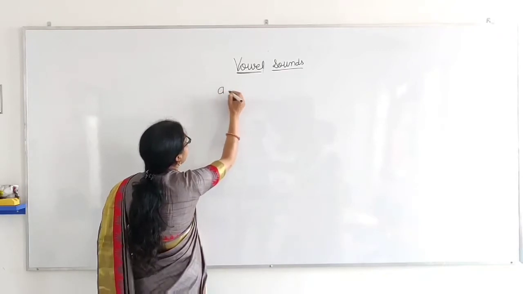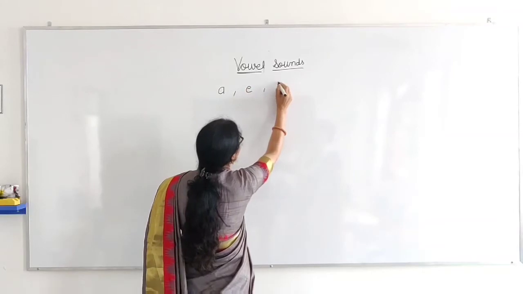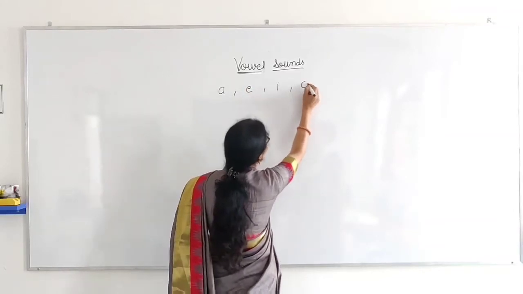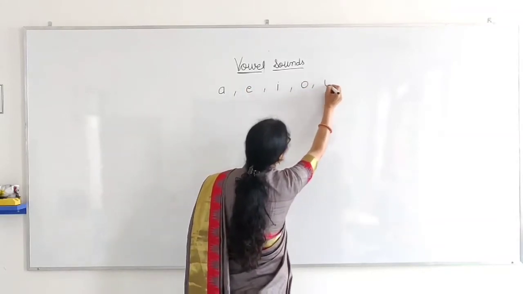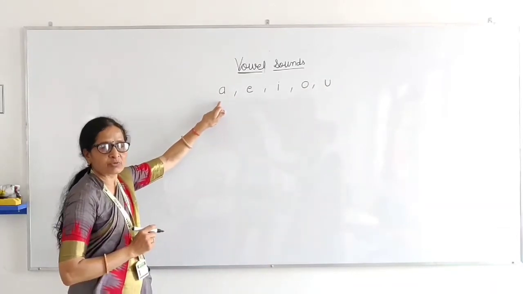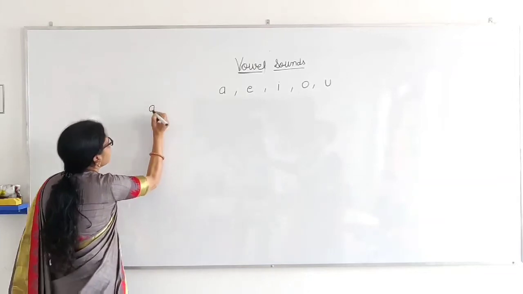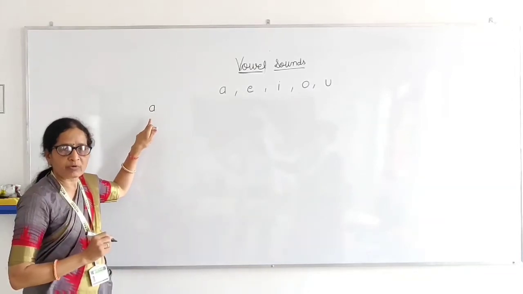First, A, E, I, O, U. Now, the first vowel is A. So, we learn the vowel sound of A.